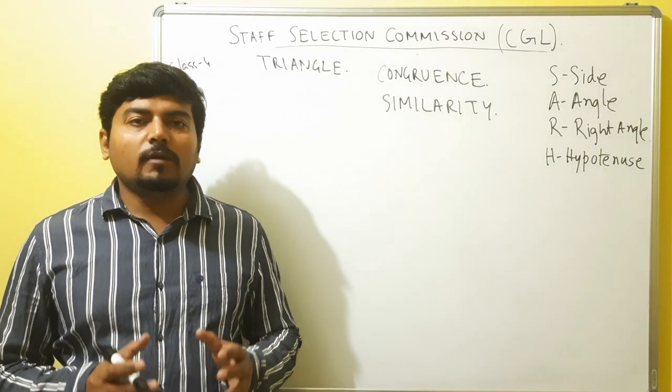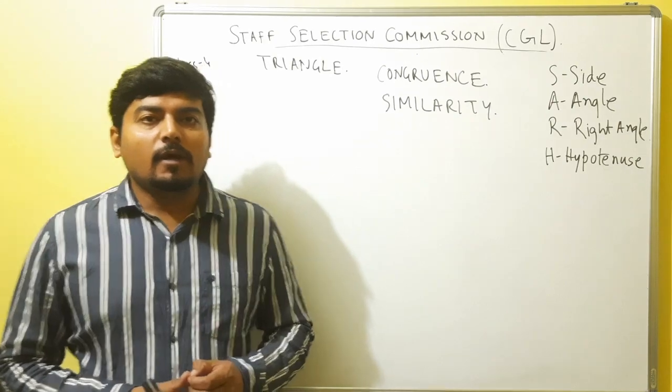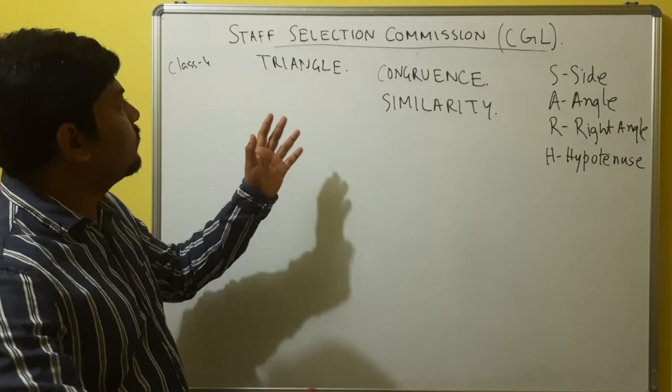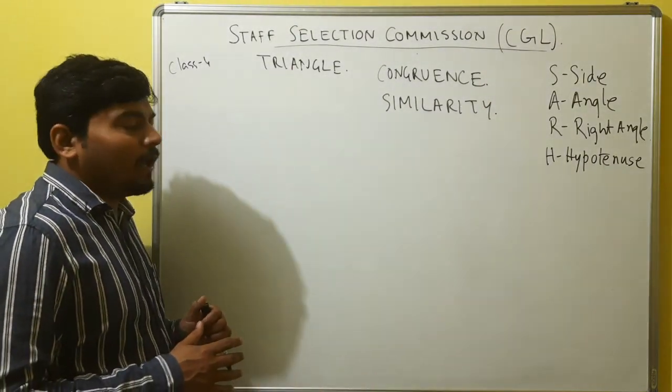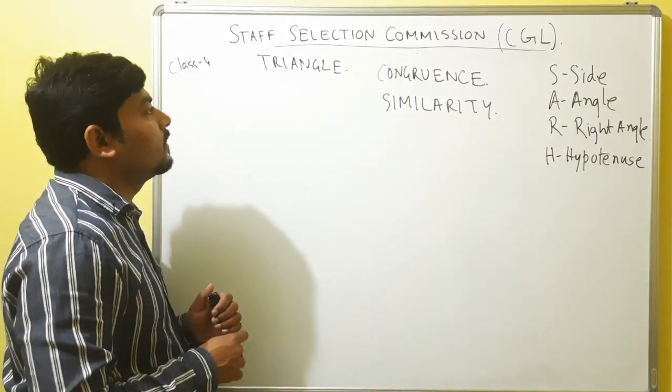Welcome students to our fourth class on geometry. Okay, this is for SSC CGL. In the fourth class, we are going to discuss what a triangle is and the relation between different kinds of triangles.